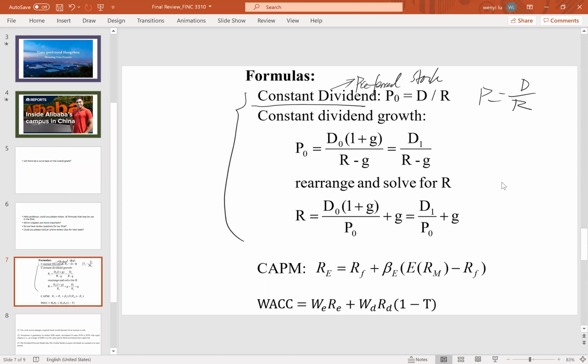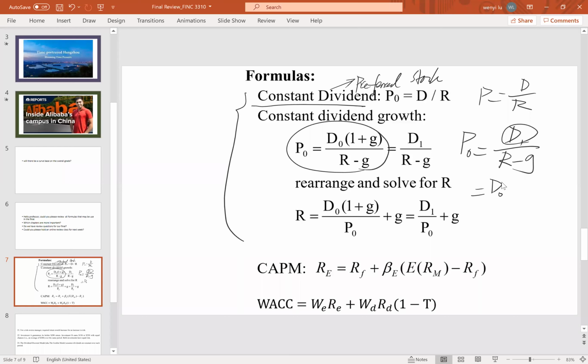And for the other common stocks, when the dividend grows at the rate G, we have this formula: P0 equals D1 over R minus G. D1 is the dividend that will be paid in the next period. If you don't see the dividend to be paid in the next period, and instead you see the dividend just paid or paid last year, it will be D0.